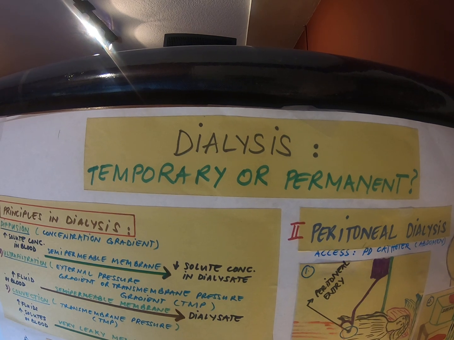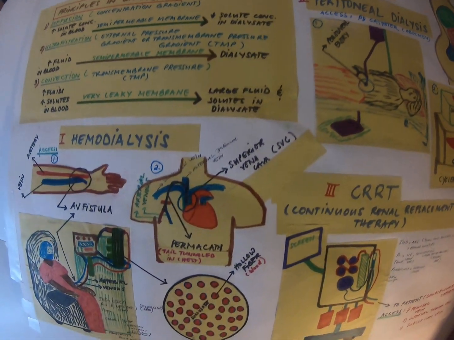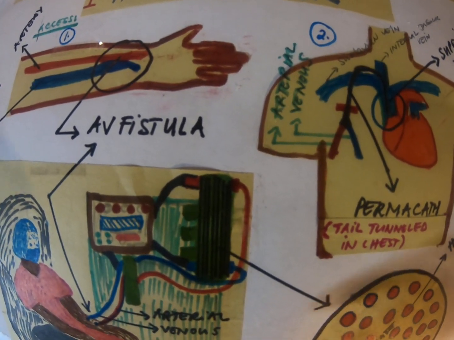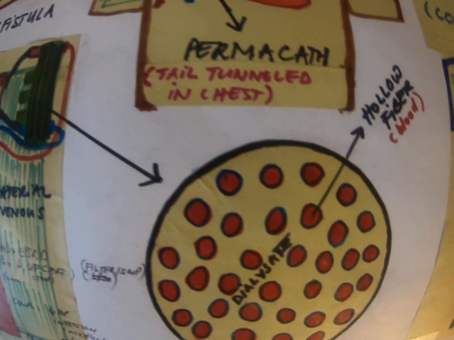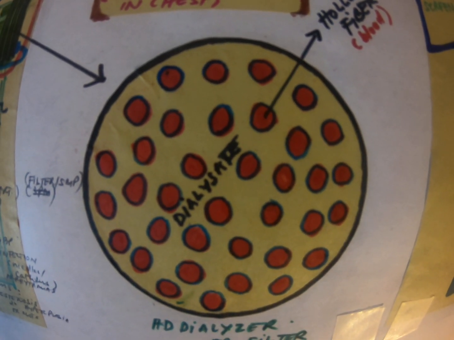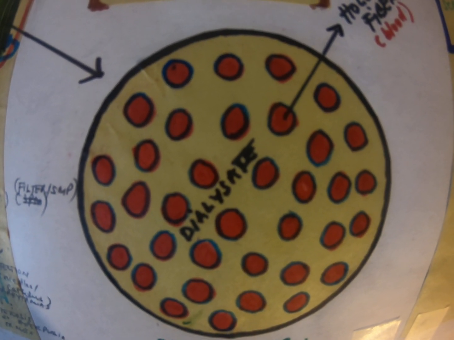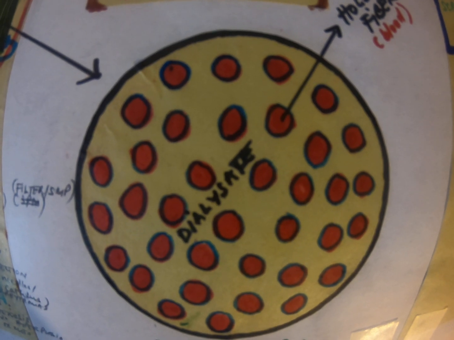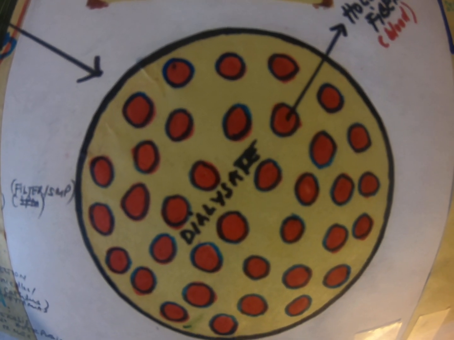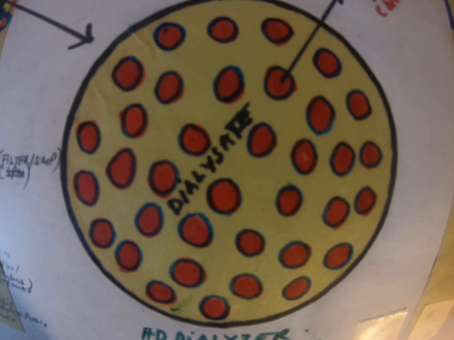So this is dialysis. Is it temporary or permanent? Before going further, I will show you this dialysis filter here. Let's make a cross section. This one here. So this filter is made up of many or countless hollow fibers. And there's blood inside each of these fibers, circular, and surrounded by a semi-permeable membrane. And outside, you see this yellow is dialysate.